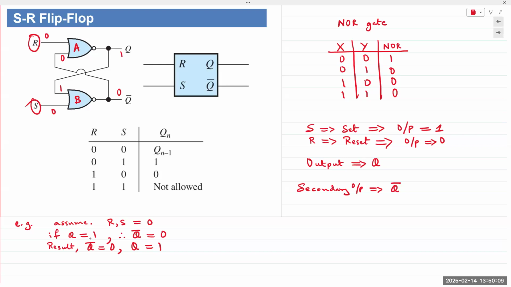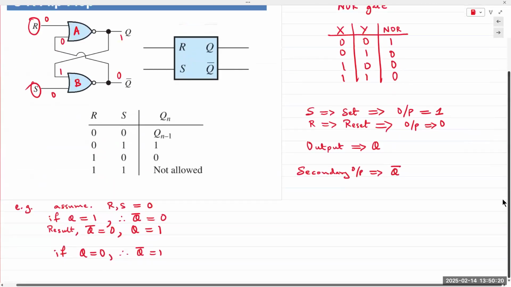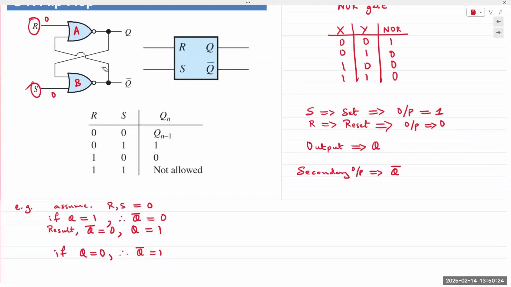Now, if you assume Q is 0, therefore Q naught is 1. Q is 0, Q naught is 1. What happens then? Again, we're up here on the diagram. Q naught is fed into A, Q is fed into B. The output of A goes to 0. The output of B goes to 1, which is the same result as our assumption. So if Q is 0 and Q naught is 1, the result is that Q is 0 and Q naught is 1.